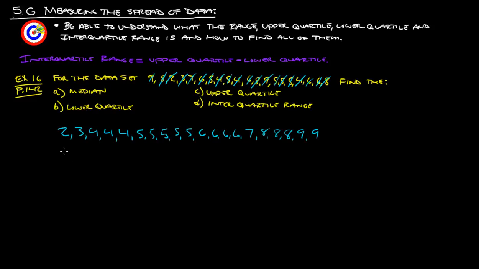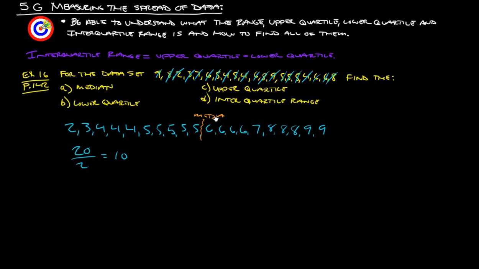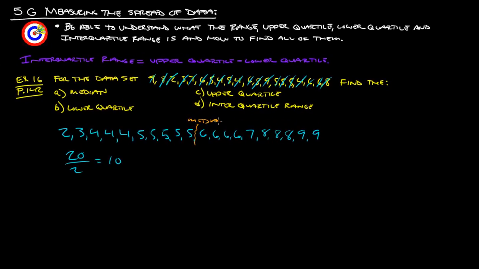So we've got our 20 pieces of data, divide that by 2, and we should have 10. So we should have 10 on the left, 10 below, and 10 above. 1, 2, 3, 4, 5, 6, 7, 8, 9, 10. So there's our 10th number. So right here is our median.